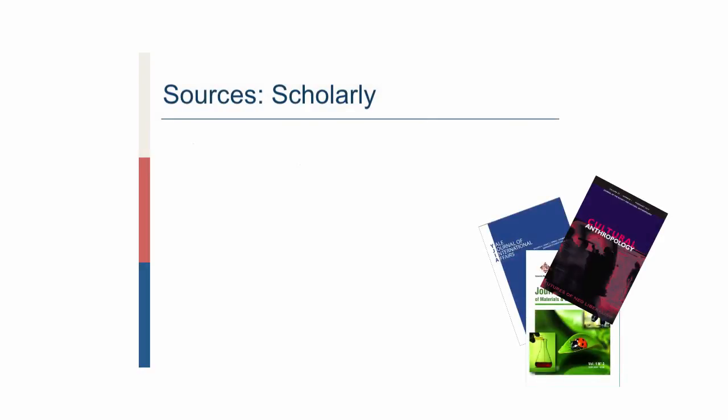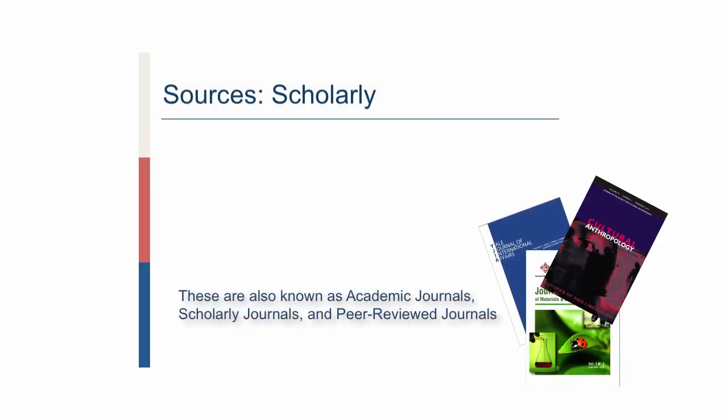Scholarly sources, also known as academic, scholarly, and peer-reviewed journals, are most appropriate for many academic assignments. Articles in scholarly journals are written by experts, which means the writer usually has a specialized degree and has spent years researching and writing about that topic. Often these articles are peer-reviewed, which means that other experts in the same field of study have decided that the research contributes to the academic conversation.